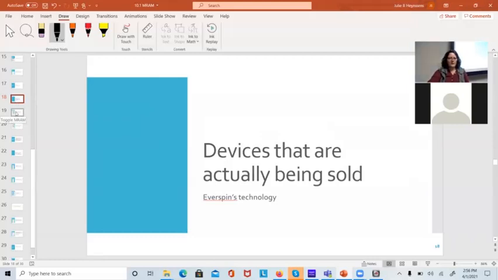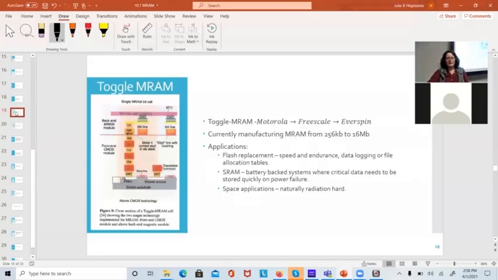And we're going to talk about Everspin's technology here. Okay, so where Everspin came from. The idea of toggle MRAM was developed at Motorola. And I believe it was actually in the group that Dr. Cambo was working at the time. So he either knows or he was in on the original development of MRAM.